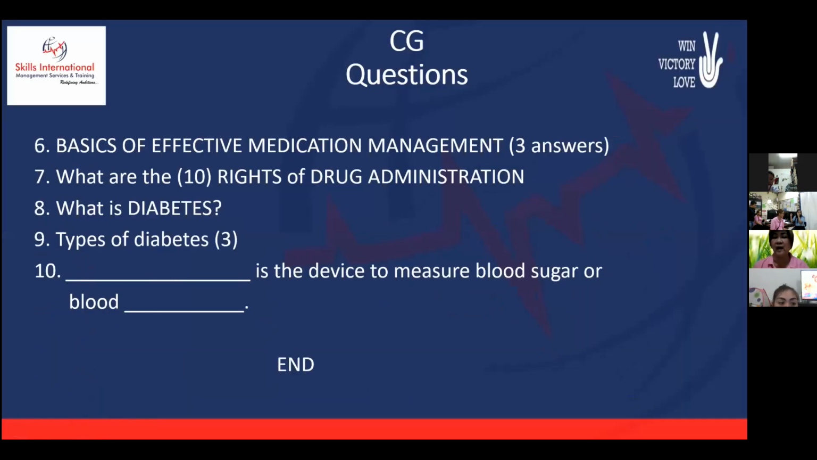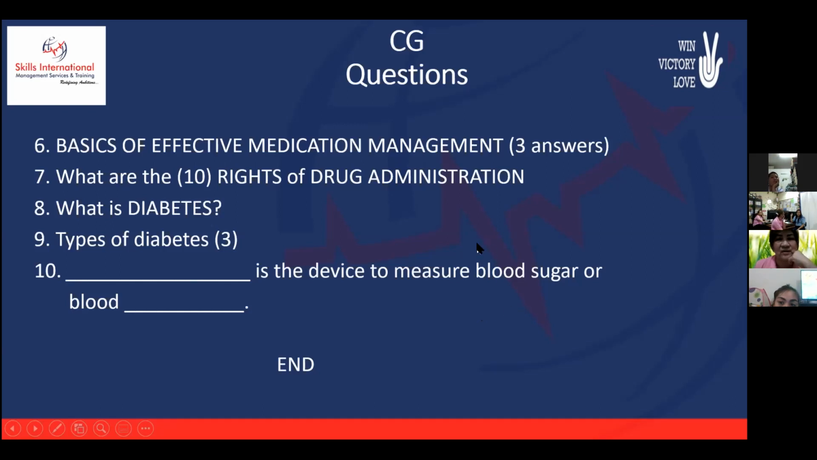Okay, so we are back here on number 10. What is the answer for this blank? The blank is the device to measure blood sugar or blood glucose. What is the answer for this? Glucometer, ma'am. And the second blank? Sugar test, monitoring.